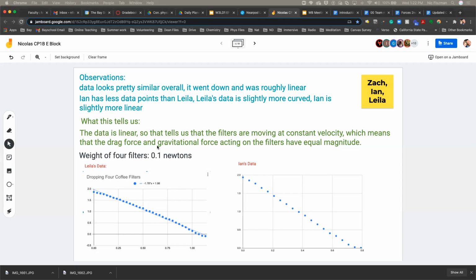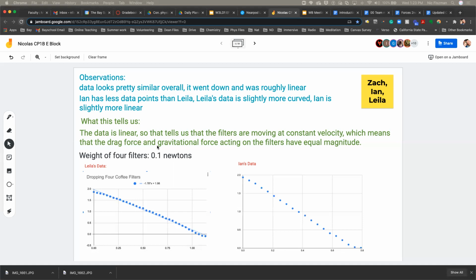Okay. And we think that it's linear because with the high drag and the low weight of the filters, when we drop the filters, they'd reach terminal velocity pretty fast. Okay. Did you all drop the same number of filters? Yeah. Okay, and you dropped it just about the same height? We dropped it from about 5 feet.